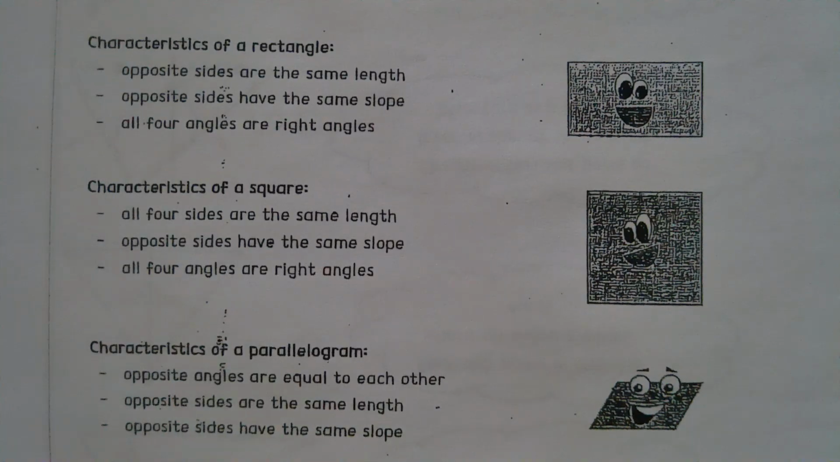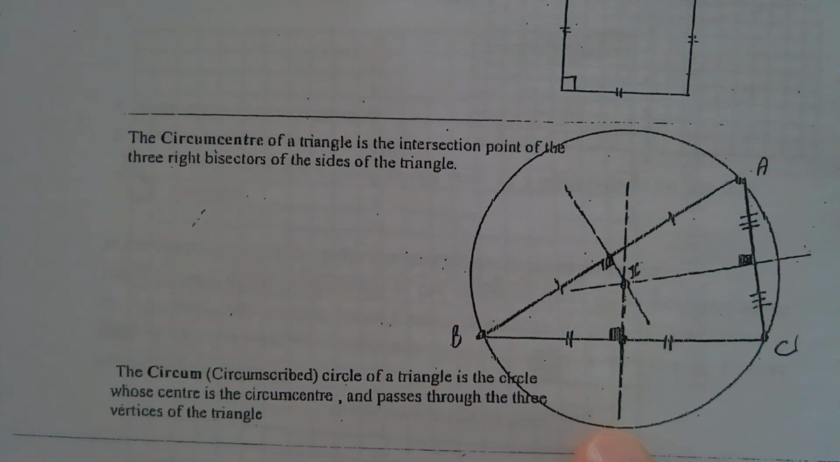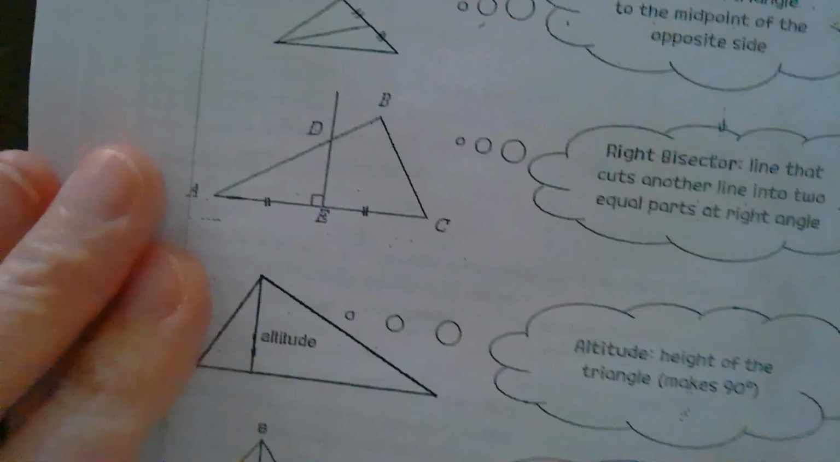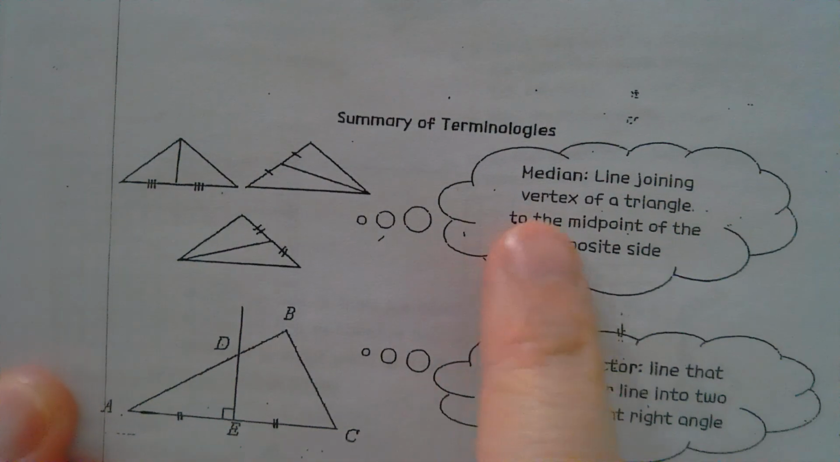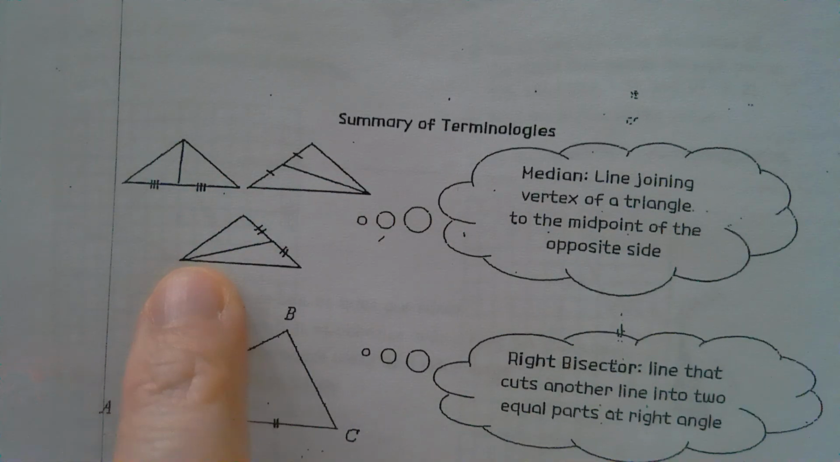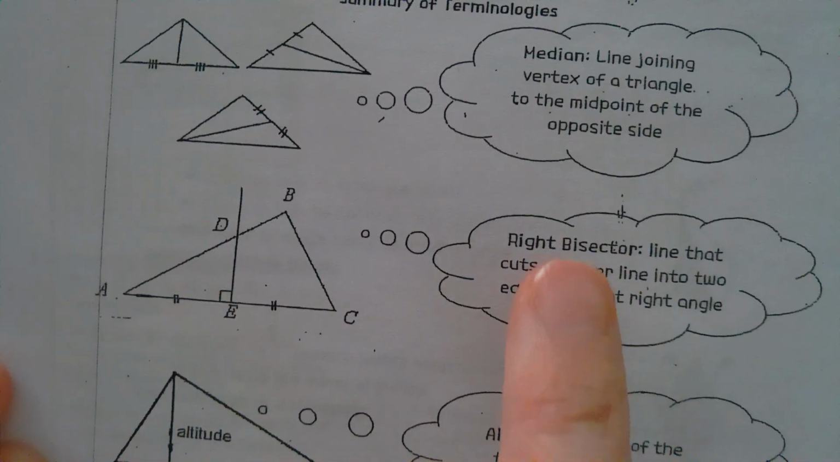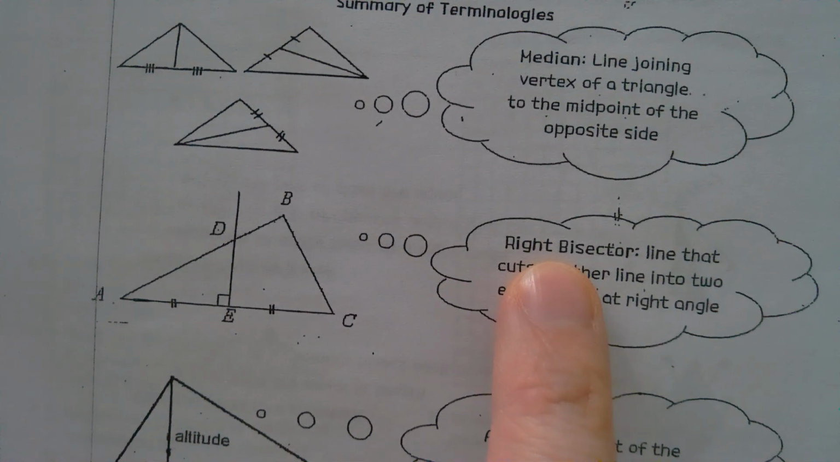So that's what we're gonna talk about today. This right here, circumcenter of a triangle. Actually, I'll go back to that. Let's recap these ones first. So remember median? There are 3 medians in every triangle, just like the one that I just showed you, where I drew 3 medians to find the centroid. Okay, right bisector. Remember what a right bisector is?